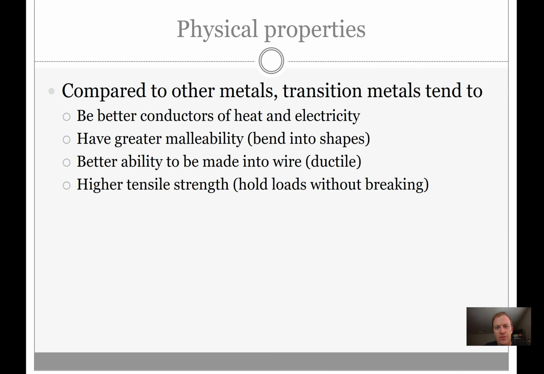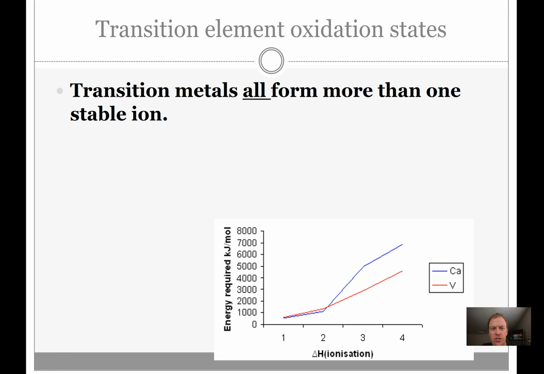So here's some properties of transition elements. Most of the metals that we actually use as metals are all in that transition element section, in terms of metallic objects and things that you think about in terms of metals. When I say use them, they tend to be better conductors of heat and electricity. They're more malleable. You can bend them better. You can make wire out of them better. They're ductile, high tensile strength, hold loads without breaking. So the transition elements are superior in that sense. And transition metals all form more than one stable ion.